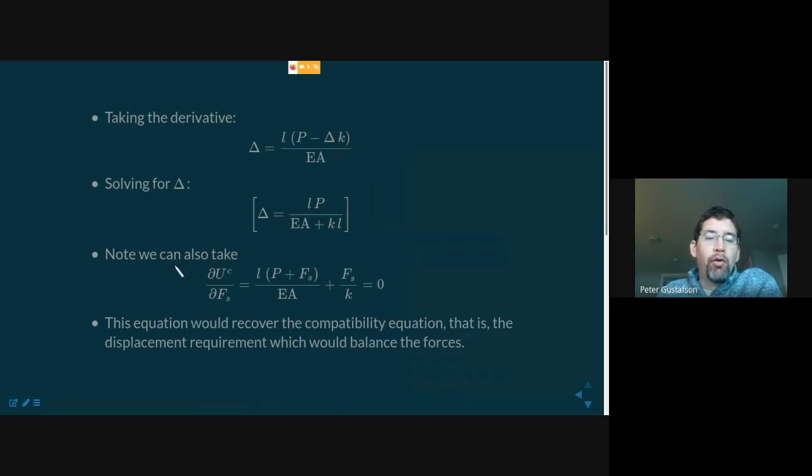So, getting back to this idea of substituting in delta K for our spring force, we could have instead taken the partial derivative with respect to the spring force and then ultimately set that equal to 0, and that would have recovered the compatibility equation. That's the force equilibrium, the balance of forces at that point. But that's, I think, a little bit less interesting here.